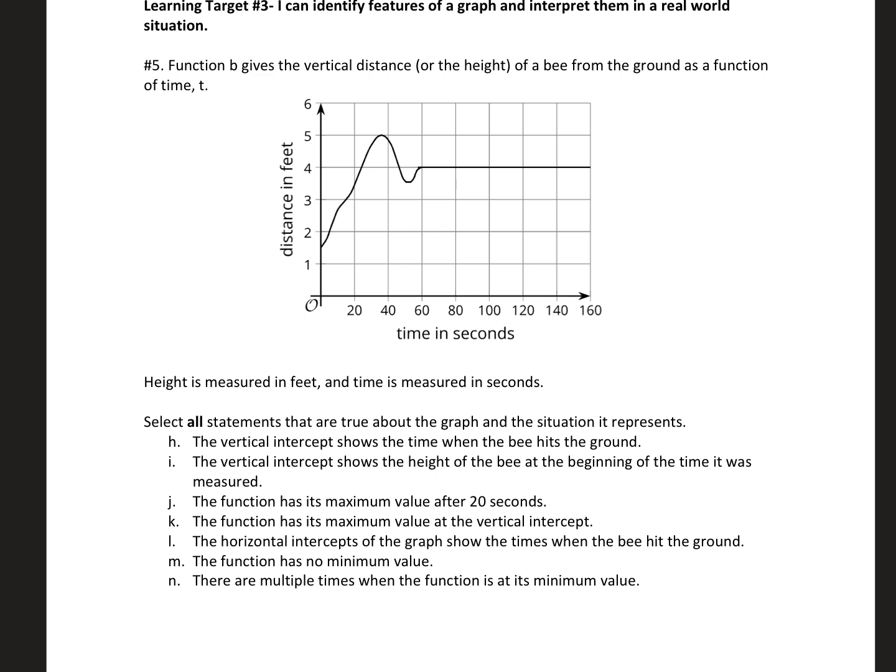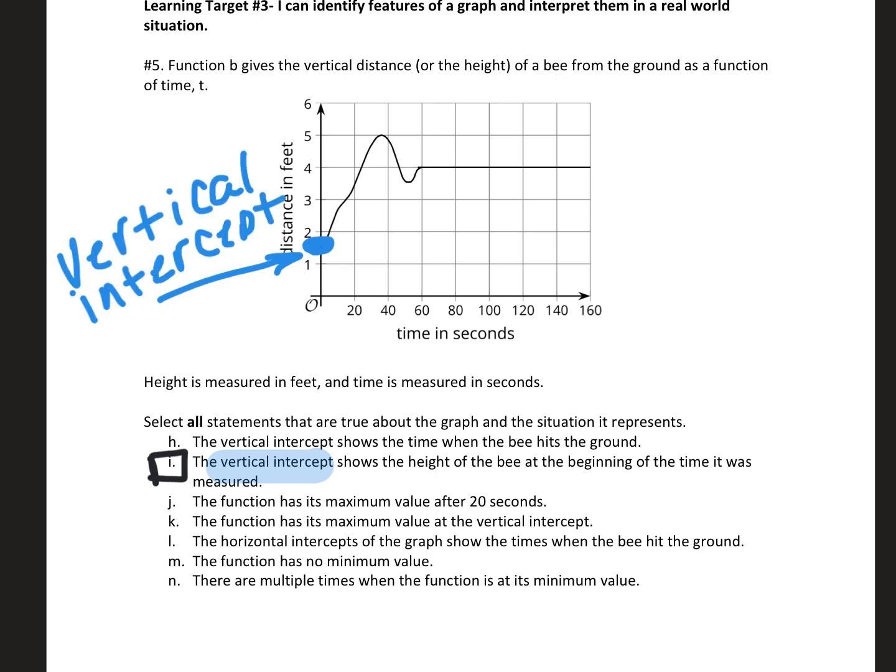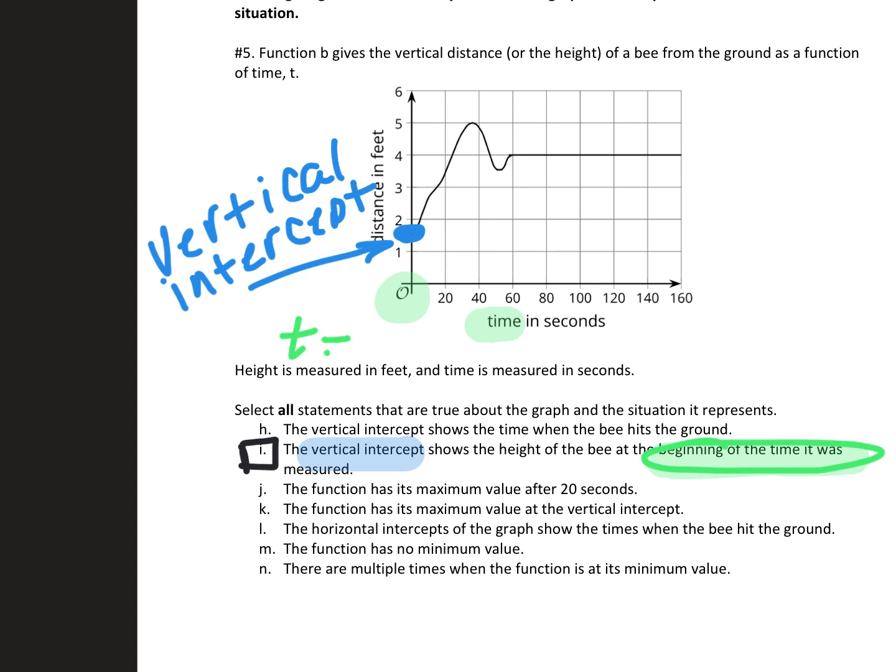The two that are correct are I, and the reason that I is correct. So remember, the vertical intercept is where the graph hits the vertical line. So this spot right here is the vertical intercept, and it shows the height of the B at the beginning of time. And the reason we know that's the beginning of time is because it's when t equals 0, because that is the beginning.